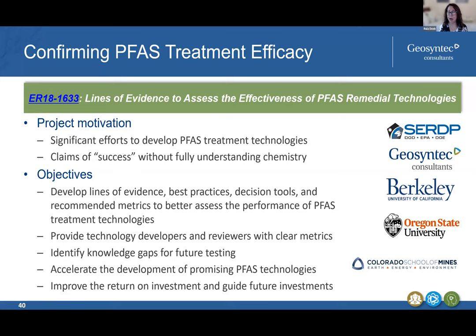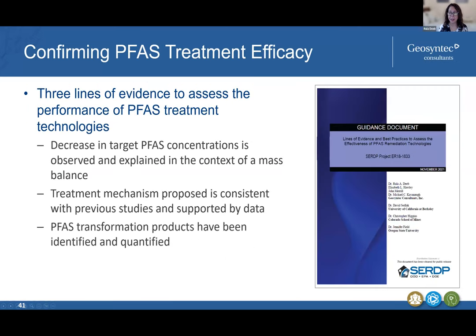And we've pilot tested them with a lot of the technology vendors that have PFAS destructive technologies. There's a final report that can also be downloaded in addition to different worksheets. So I'd really encourage you to look very carefully at these three lines of evidence. One is a decrease in target PFAS concentrations that can be explained in the context of a mass balance. Two, a treatment mechanism that is proposed and consistent with previous studies and supported by data in the literature. And then the whole issue of PFAS transformation products, making sure that you're not forming byproducts or precipitating out some of the salts. So a mass balance approach that is aimed at identifying and tracking byproducts.